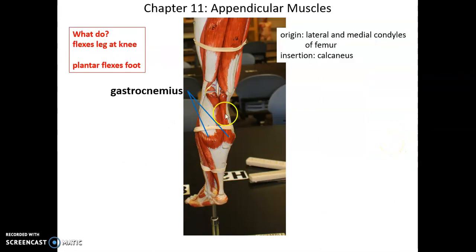Then we have this large muscle in the back of the leg called gastrocnemius. It has two bellies, as you can see. It has, therefore, two origins. One origin from the lateral condyle of the femur, and the other one from the medial condyle of the femur, and it inserts into the calcaneus bone. And it can flex the leg at the knee because, again, it's crossing the knee joint, and also plantar flex the foot. So standing on the balls of your foot or moving your foot so that it's going more down.